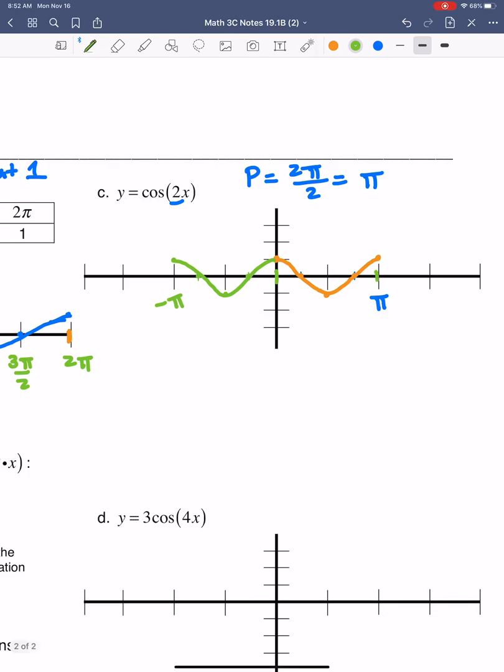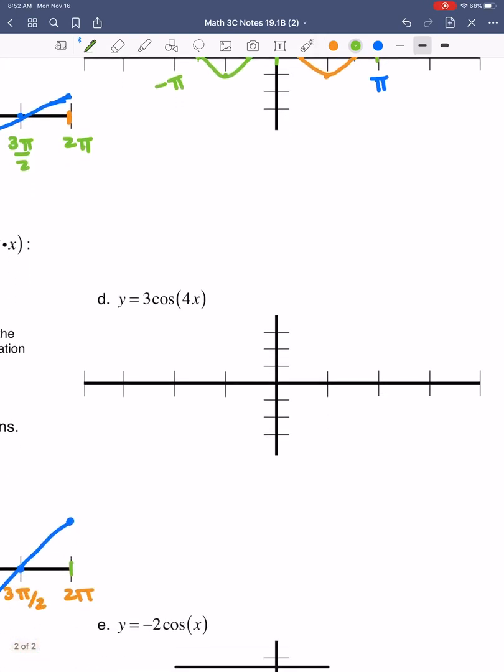Okay, moving down to letter D, same idea here. We've got changes in the amplitude first, which is 3. So that means we're going to be starting at 3. Remember, cosine normally starts at 1, but we'll start at 3 because it's getting stretched upwards vertically. And then my period is also changing. So the period here is going to be 2 pi divided by whatever my b value is, in this case 4. And that, of course, reduces to pi over 2.